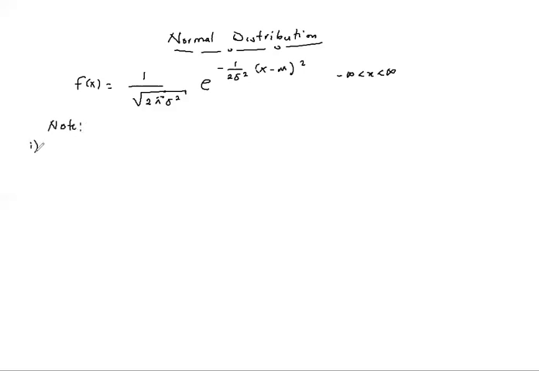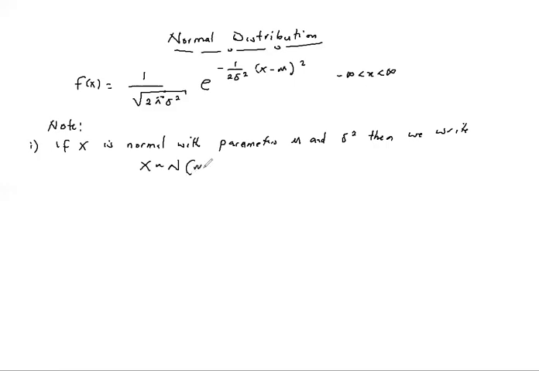One, that if x is normal with parameters mu and sigma squared, then we just say x follows the normal distribution with this mean and variance. And we have said the expectation is mu and the variance is sigma squared.